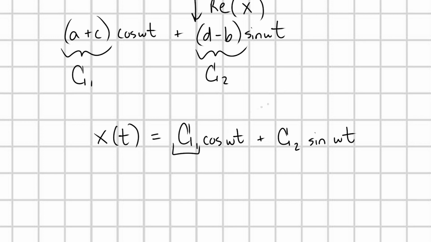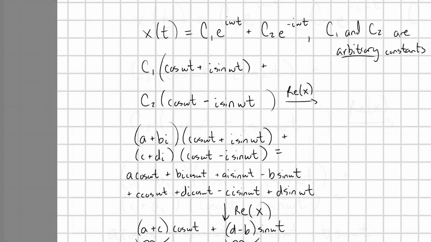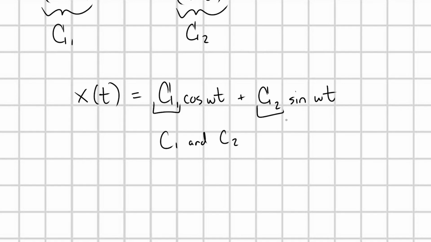Because we still haven't addressed the fact that C1, and by the way, I'm going to go back to just writing them as C1 and C2. I just wanted to distinguish earlier that these are different than the potentially complex constants. Now I'm just going to write C1 and C2 back as normal, and we know that these are real constants now. Okay? So C1 and C2 are still arbitrary.